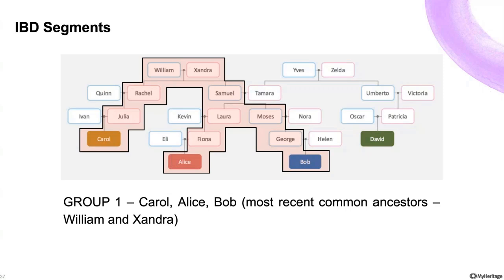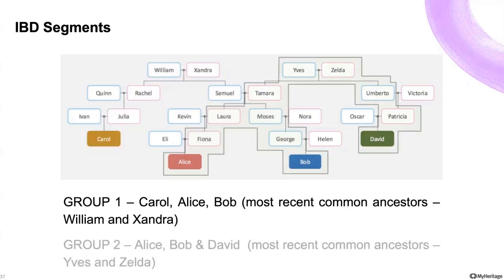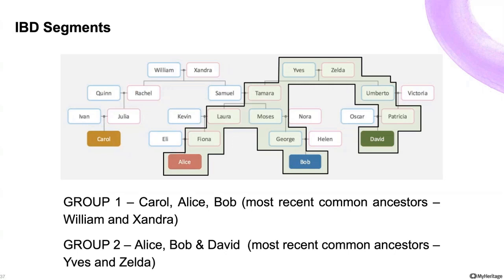But there's another group here, which is different, and that's the group of Alice, Bob, and David. They also have common ancestors, but these are not William and Zandra. These are Eve and Zelda, at the top right there. So again, Alice and Bob have also inherited DNA from that couple, and David also inherited some DNA from that couple. So that's interesting because Carol and David might not be DNA matches at all, but Alice and Bob can have triangulated segments with Carol and triangulated segments with David, even though they are not related to one another.